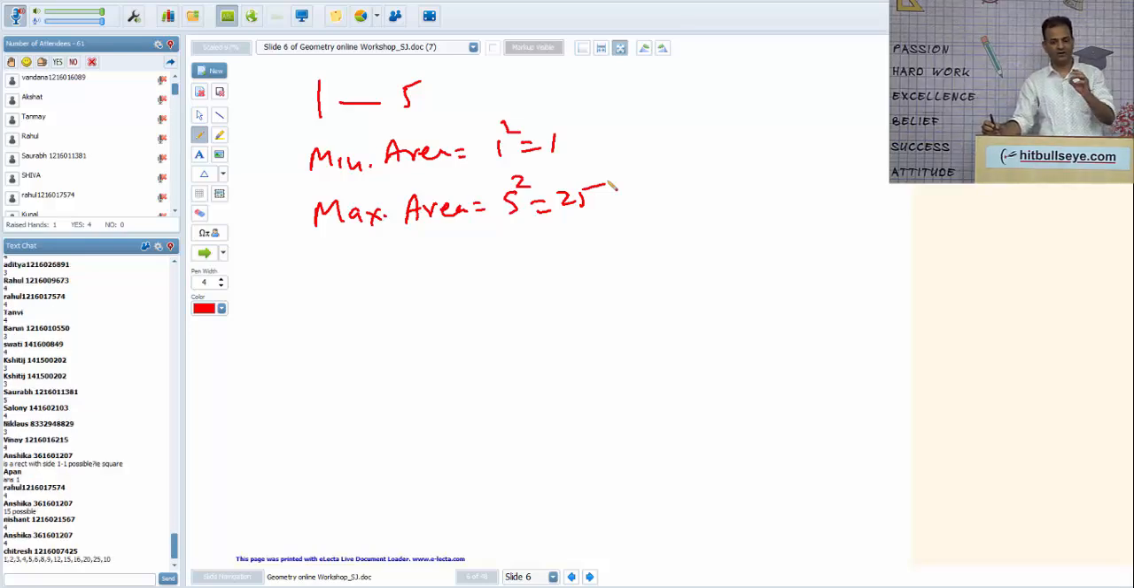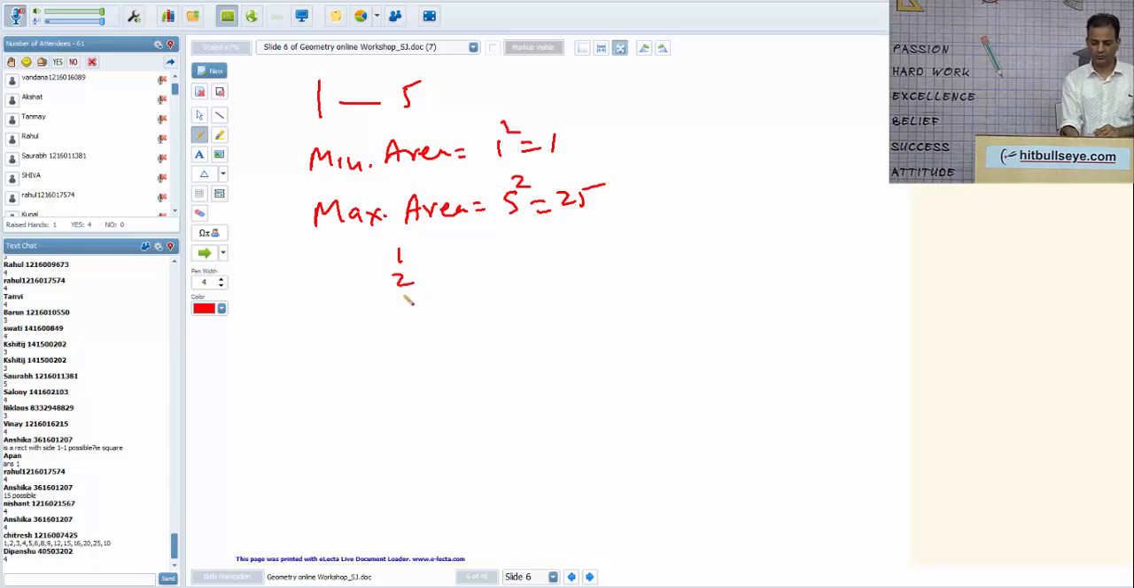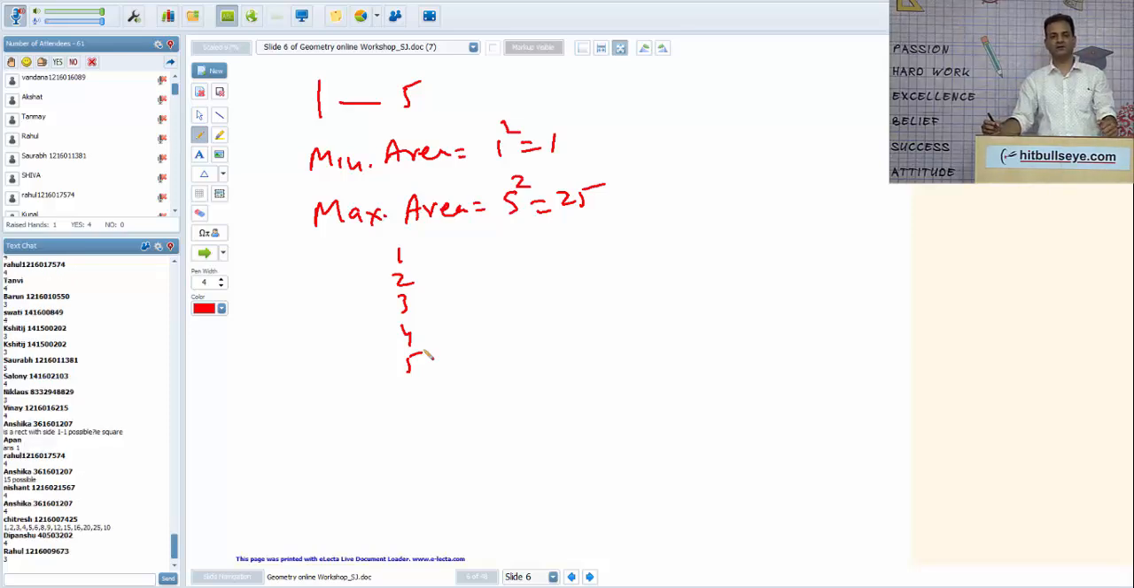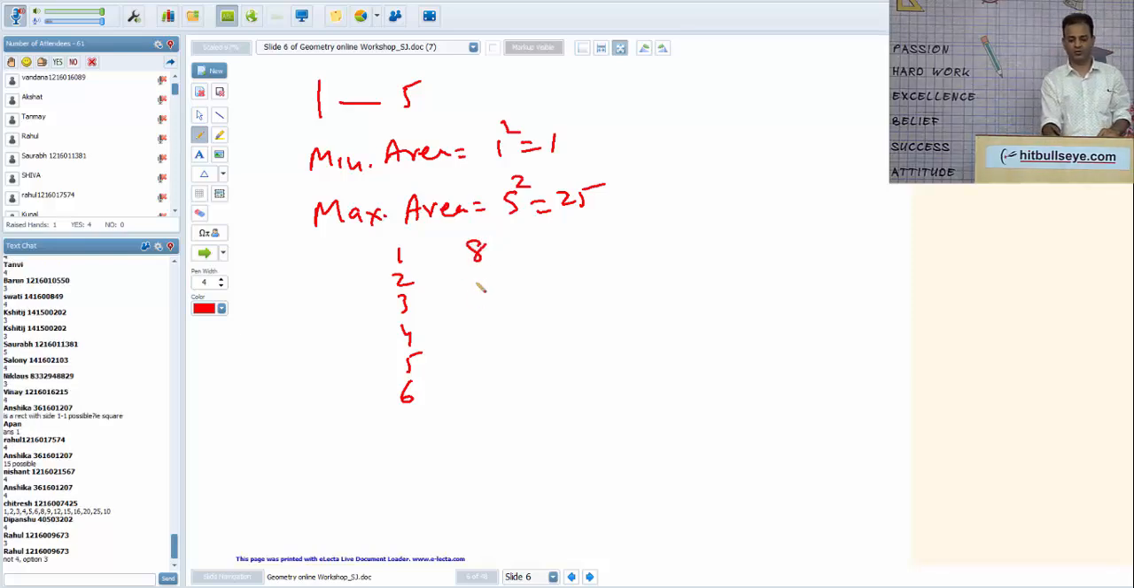So simply you can write all the areas: 1, 2, 3, 4, 5. All these areas are possible: 1 into 1, 1 into 2, 1 into 3, 1 into 4, 1 into 5. What we have to take into consideration is that the minimum side can be 1, maximum 5, not beyond 5. Then 6 is possible, 2 into 3. 8 is possible, not 7, 8 is 4 into 2. 9 is possible, 10 is 5 into 2, 11 not, 12 is 4 into 3, 13, 14 not, 15 is 5 into 3, 16 is 4 into 4, then 18 no, 19 no, 20 is 5 into 4, 21, 22, 23, 24 not, 25.